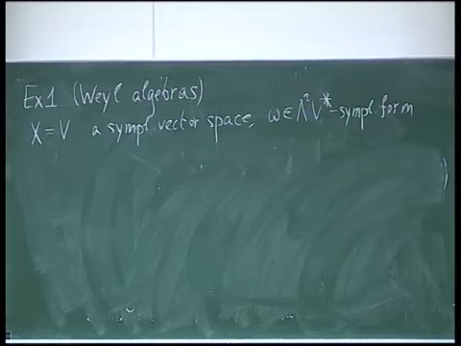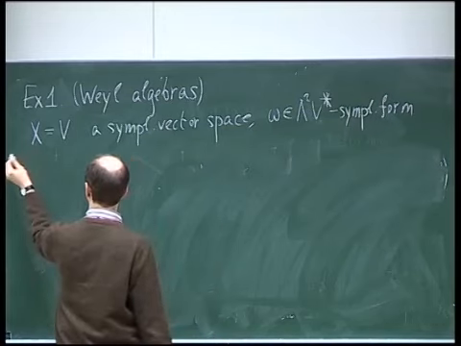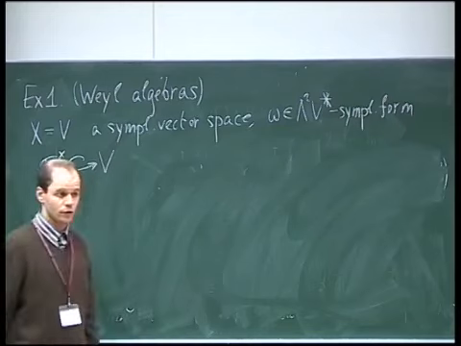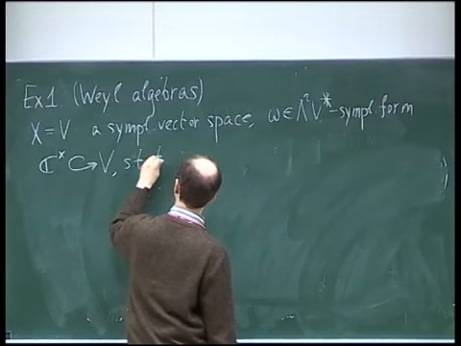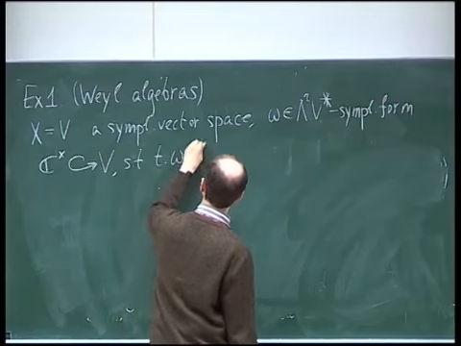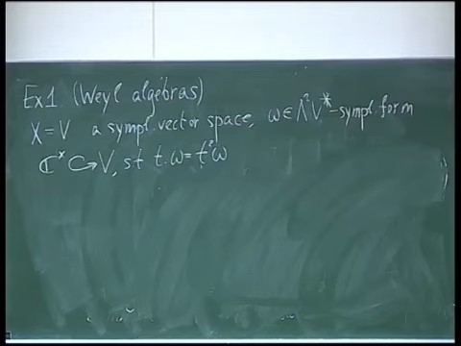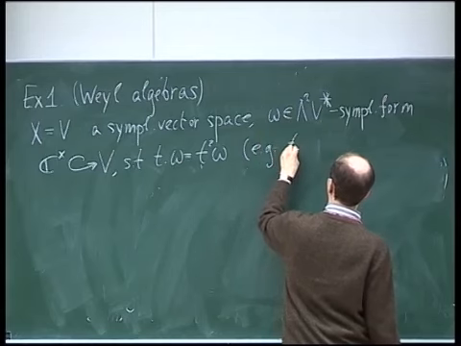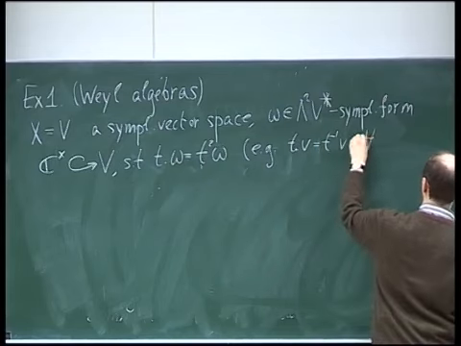I don't really need to consider a G action here, but I want an action of a torus. So let's have an action of C times on V subject to our condition, such that T applied to omega is T squared omega. Well, for example, we can take T applied to v is T to the minus 1 v for any v.